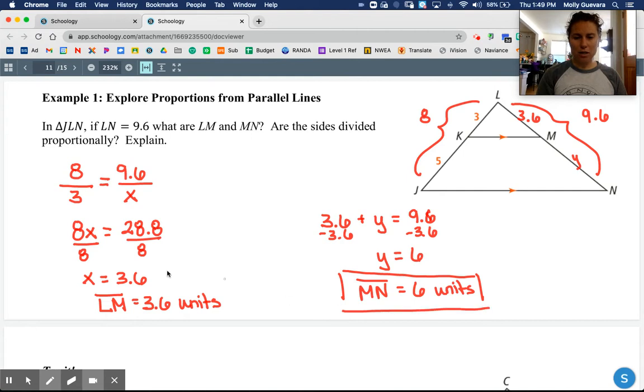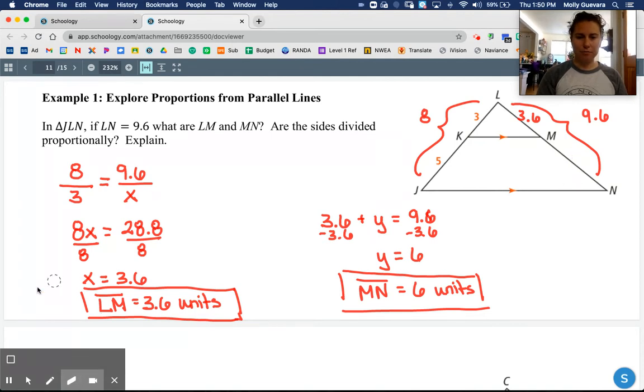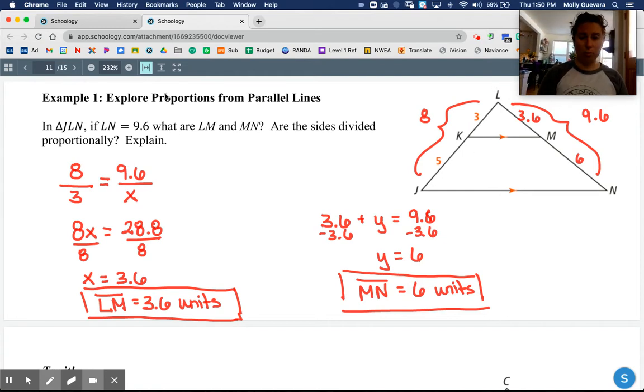So the sides are divided proportionally because of the side splitter theorem, right? If I do, for example, let me erase the y. Let's put in 6, right? If I divide these, 3.6 divided by 3, 6 divided by 5, I will get the same value. So they are proportional. Okay, so the sides are divided proportionally.